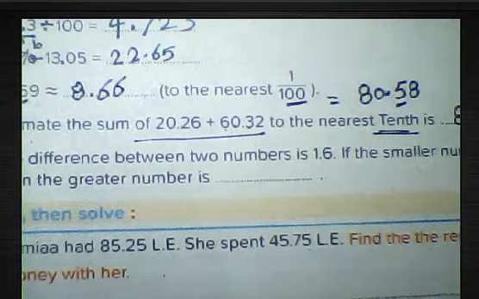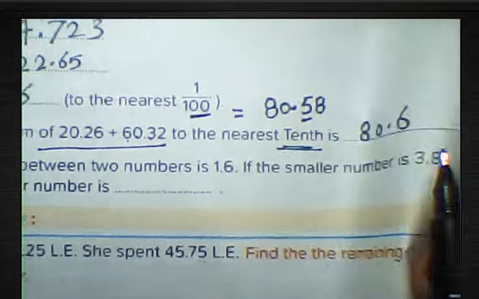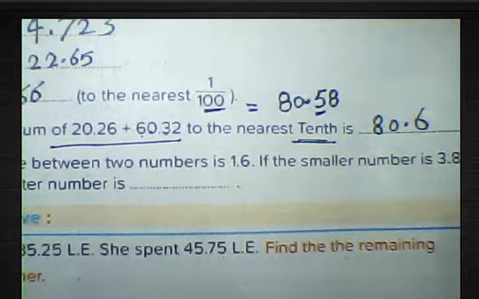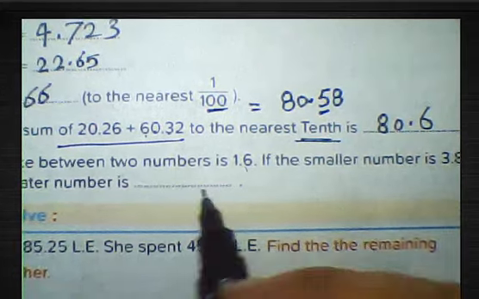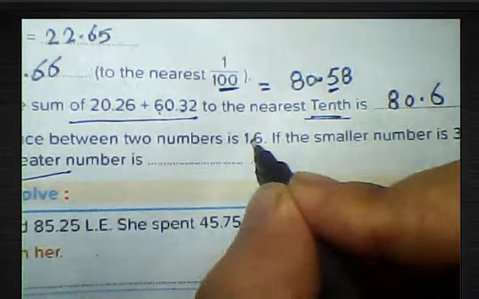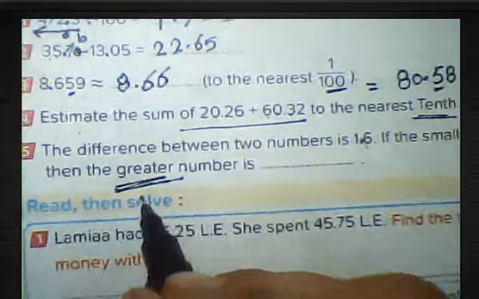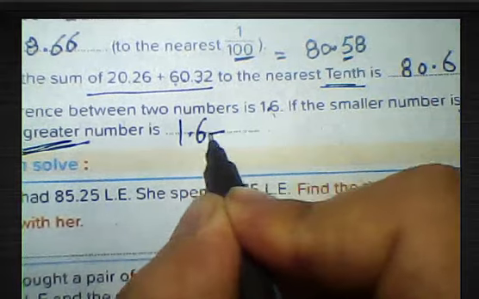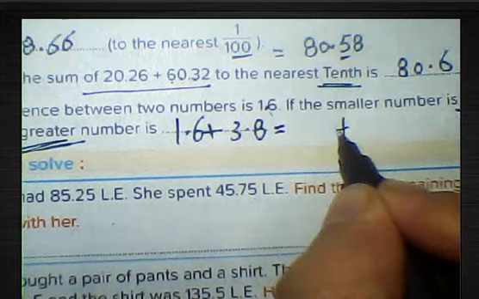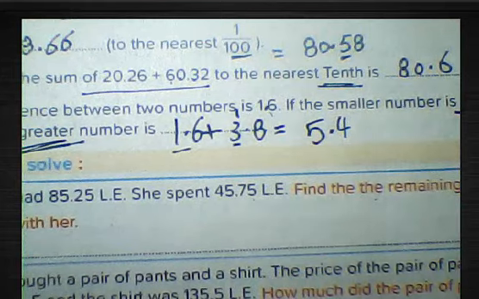Question number 5. The difference between two numbers is 1.6. If the smaller is 3.8, they give us the smaller. You want to find the greater. To find the greater, you must add them. 1.6 and 3.8, because it tells us the difference between two numbers is 1.6. It's the difference between them. They give us the smaller, it will be 3.8. Then you want to find the greater. 6 plus 8 equals 14. 4 and carry a 1. 3 plus 1, 4. 4 plus 1 equals 5. The result will be 5.4.